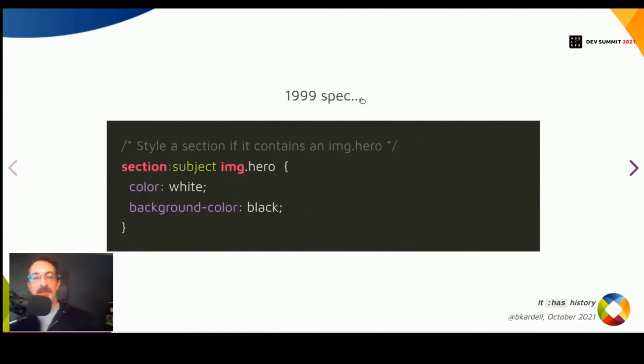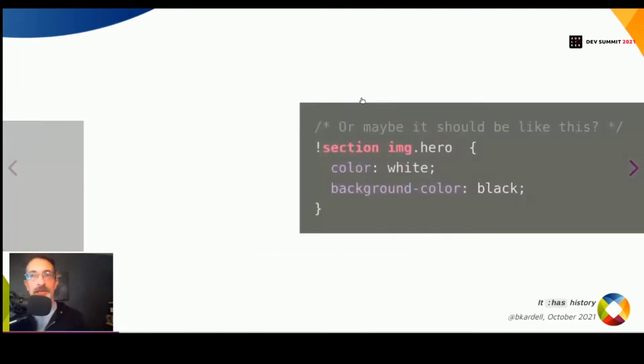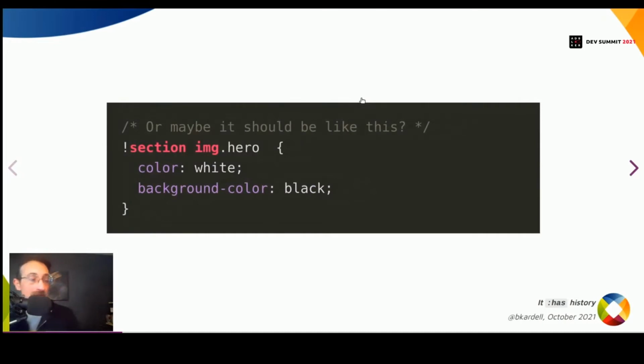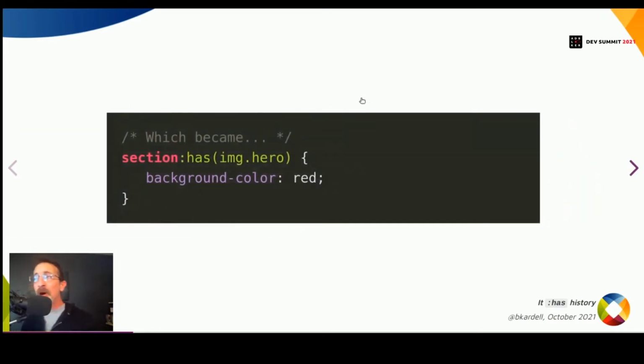Over the years, there's been lots of little churns and ideas on this. One was maybe we should use a character instead of a whole pseudo-class. It's more terse. But for most of the history of this feature, it has looked like this. The :has pseudo-class that will allow you to style a section if it has an image hero inside it, for example.